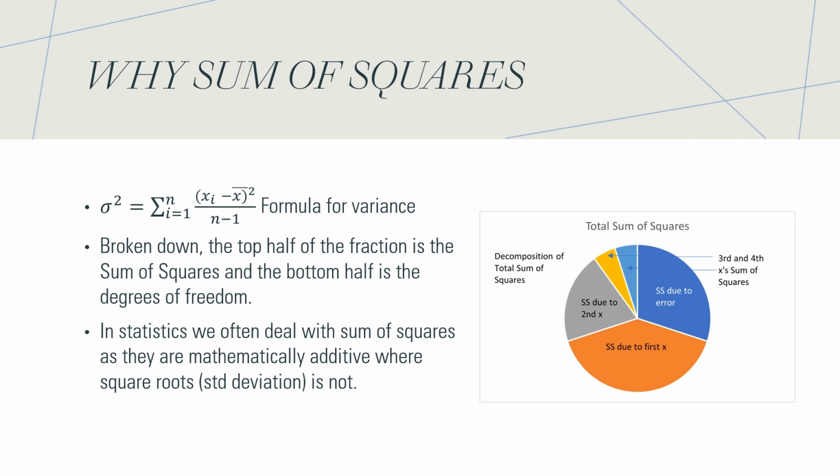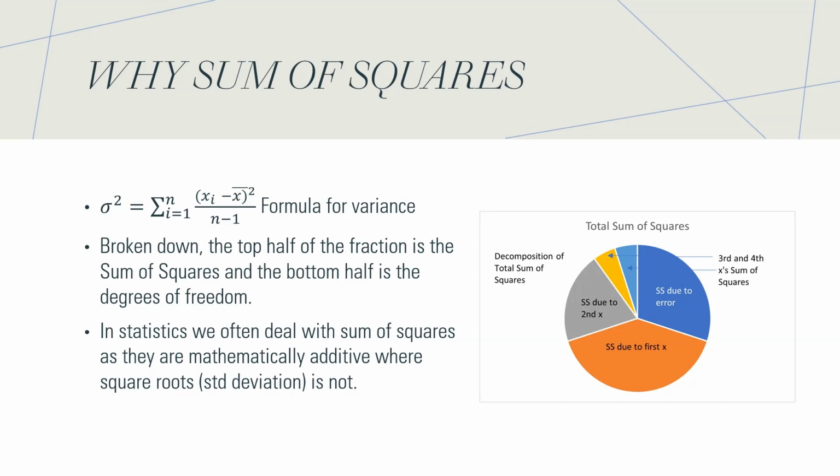Why sum of squares? Well, sum of squares are used extensively in regression and analysis of variance. Think of the sum of squares as the top portion of this variance formula, the sum of x sub i minus x bar squared. That's the sum of squares. And these sums are additive. So that additivity makes it possible to break down, or decompose, the total variance.